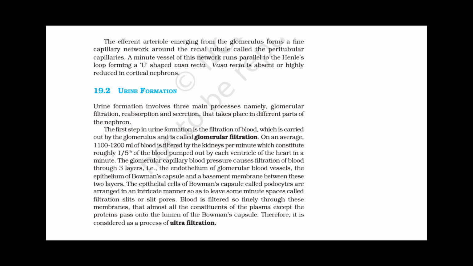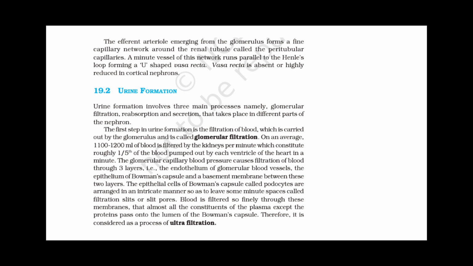On an average, 1100 to 1200 ml of blood is filtered by the kidneys per minute, which constitutes roughly 1/5 of the blood pumped out by each ventricle of the heart in a minute. The glomerular capillary blood pressure causes filtration of blood through three layers, that is, the endothelium of glomerular blood vessels, the epithelium of Bowman's capsule, and a basement membrane between these two layers.